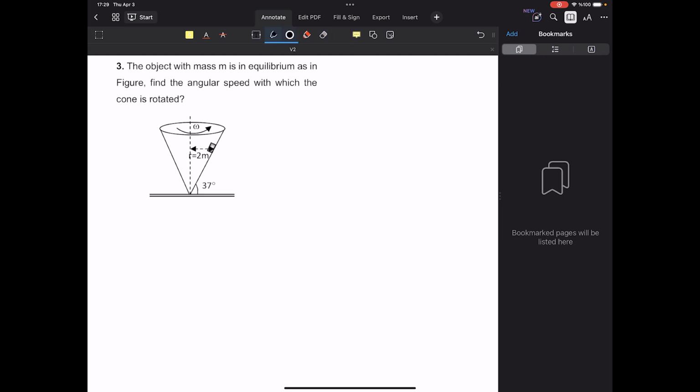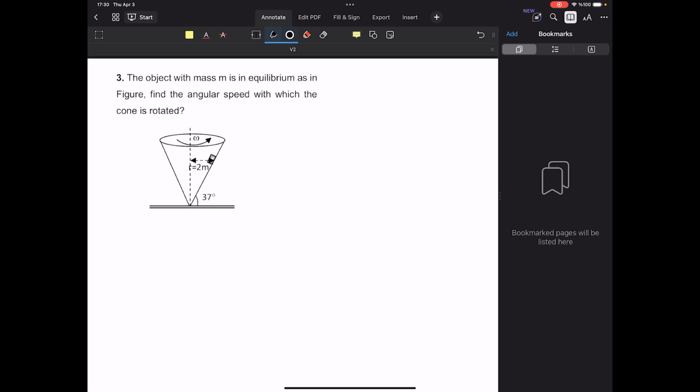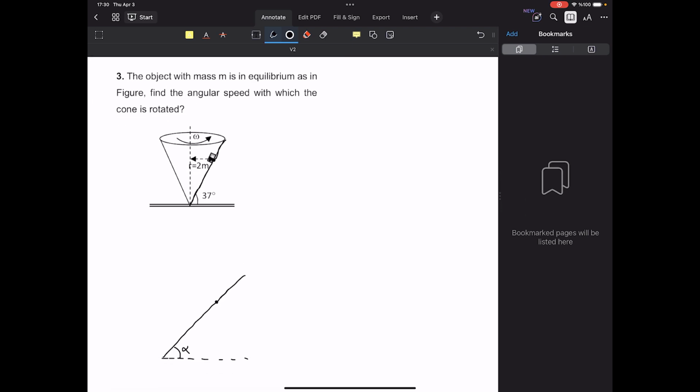So first of all, we have an object rotating inside a cone like this. I'm not gonna solve this with the values. I'm just gonna solve it with random variables. So basically, let's model this section of the thing. We have this, and the angle is alpha, let's say. And this point right here is our object.